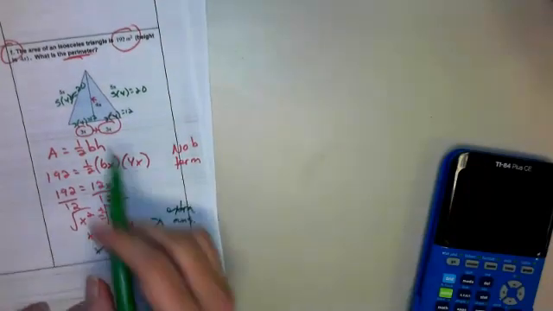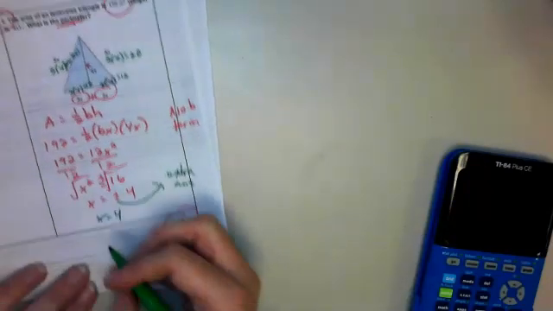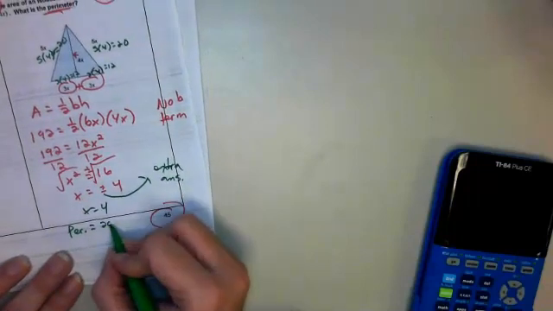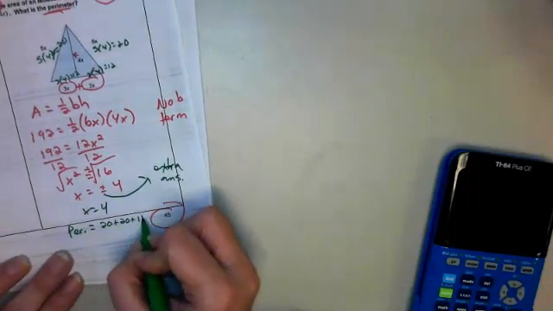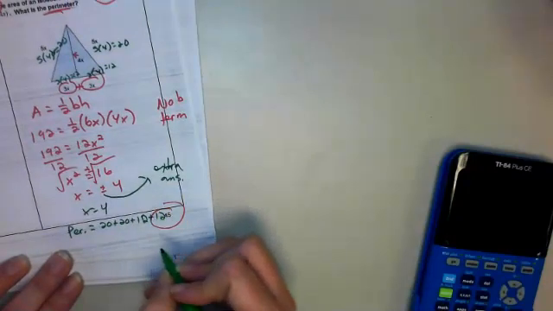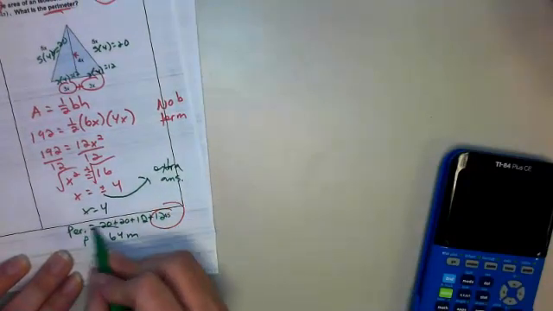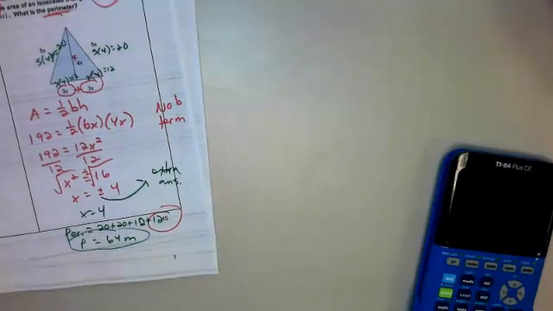Okay, and I want the perimeter, so I'm going to add up all the sides. So the perimeter is going to equal 20 plus 20 plus 12 plus 12. So I get perimeter equals 64 meters. That was kind of a fun little problem. Okay, awesome. I think that is enough for now. We're going to end this, and you're going to have some problems.